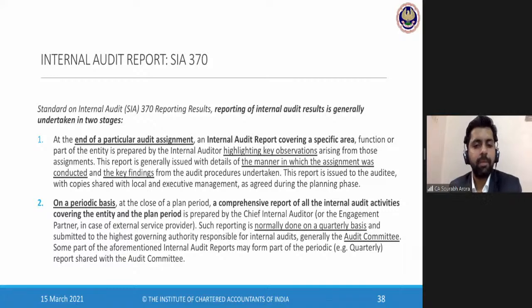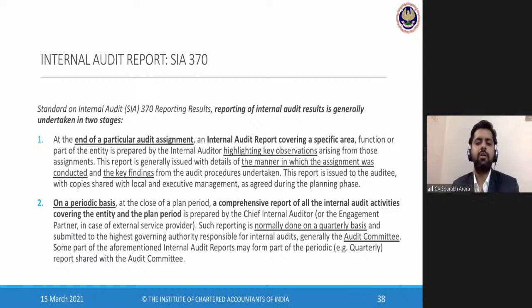Then, on a periodic basis, a comprehensive report of all the internal audit activities. So all the internal audit reports mentioned in point one during a particular period, let's say a quarter, will be covered in this summary report. And this summary report is for more senior people who do not have time to go through each and every report in detail. So a comprehensive report of all the internal audit activities covering the entity and the plan period is prepared by the chief internal auditor. Please remember this responsibility: it is prepared by the chief internal auditor. Such reporting is normally done on a quarterly basis, and this is reported to the audit committee.